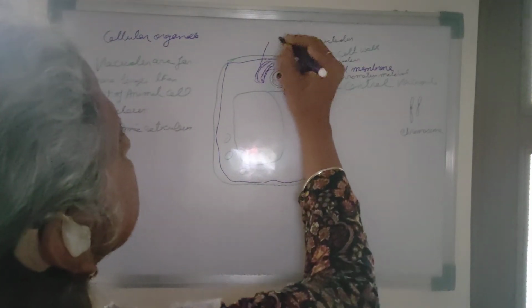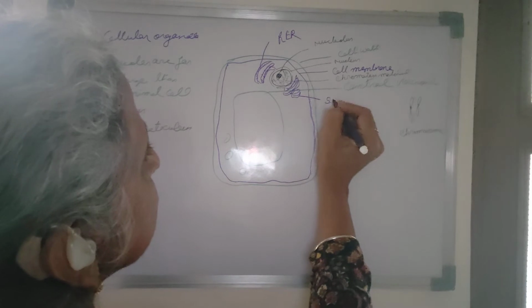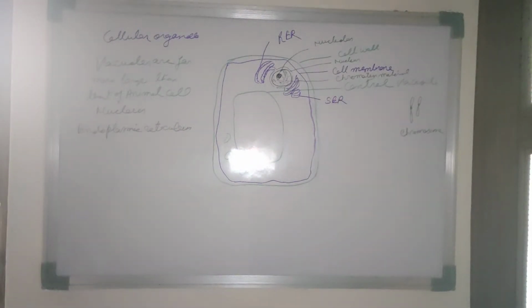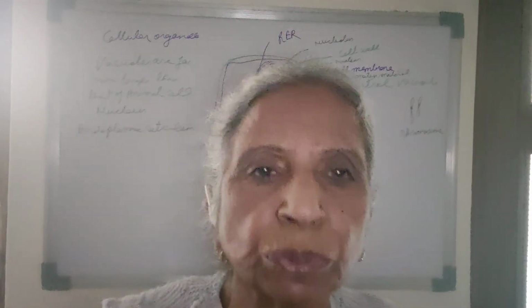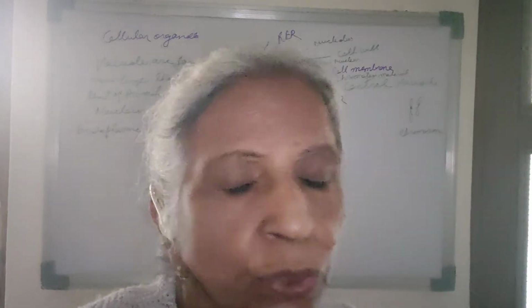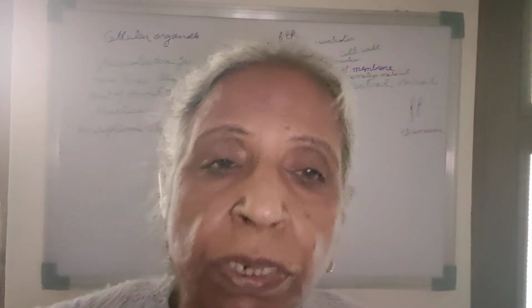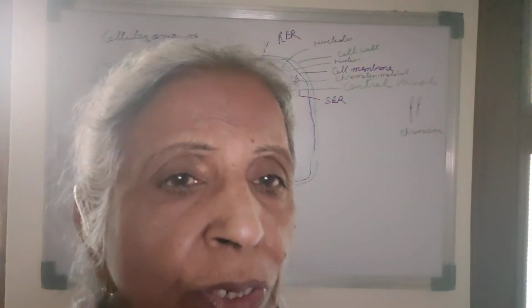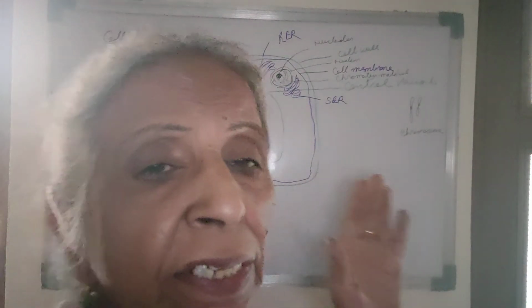This is RER, that is rough endoplasmic reticulum. SER, that is smooth endoplasmic reticulum. In the rough endoplasmic reticulum, ribosomes are present. Ribosomes are the site of protein synthesis. So proteins are synthesized in the rough endoplasmic reticulum. They are stored, then transported via Golgi vesicles to the places in the cytoplasm where they are required.